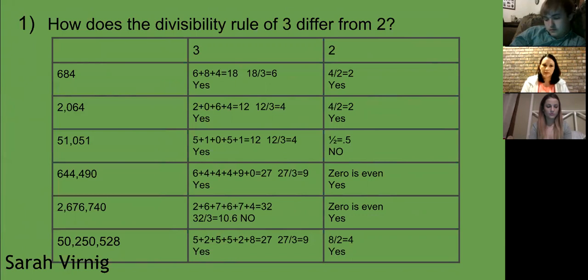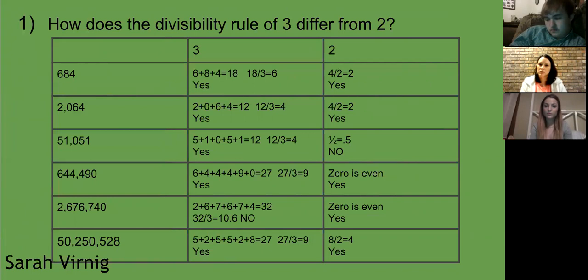And I'm just going to skip down a few to the last one. So this is a pretty big number, and to figure out if it's divisible by 3, we're just going to break it apart. And I left the zeros out of mine, so it's 5 plus 2 plus 5 plus 5 plus 2 plus 8 equals 27. 27 is divisible by 3. It gives us 9, so it would be a yes.